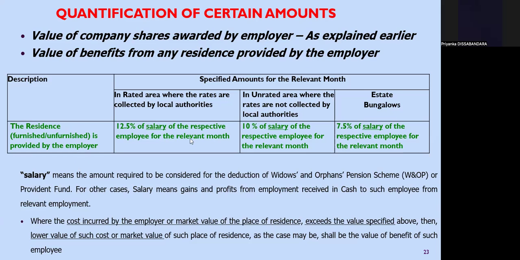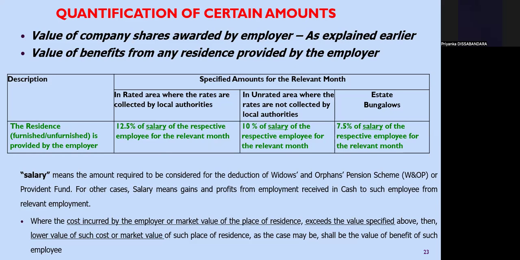For that purpose, we should know the salary of the employee, because the amount is based on their salary. In the first column we have given the types of house. If that house is in a rated area, where the rates are collected by local authorities, then the amount we have to consider as housing benefit is 12.5% of the salary of the respective employee for the relevant month.